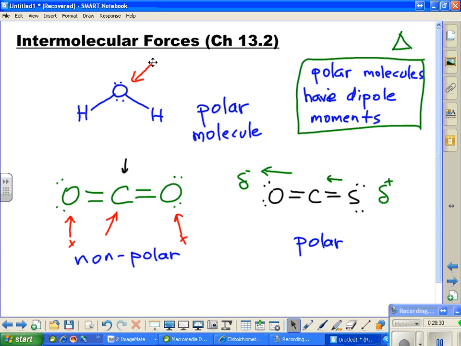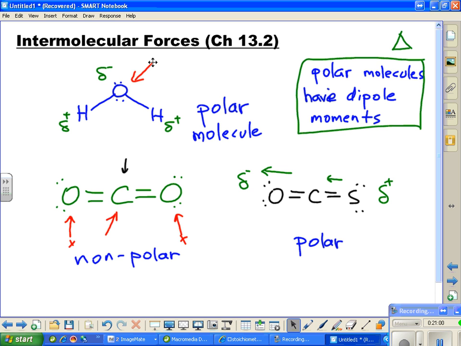Now, if we look at water, this guy is polar. So does he have a dipole moment? Yeah. Who has more electronegativity, oxygen or hydrogen? Oxygen. So where is it going to be negative? On the oxygen side. So this guy will be a partial minus, and the hydrogens, each of them will be partially positive.